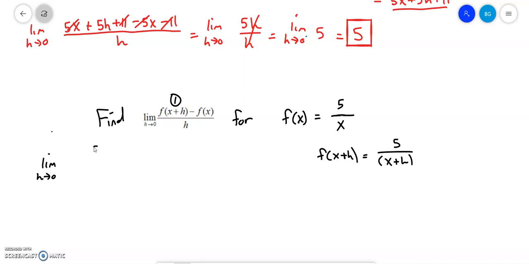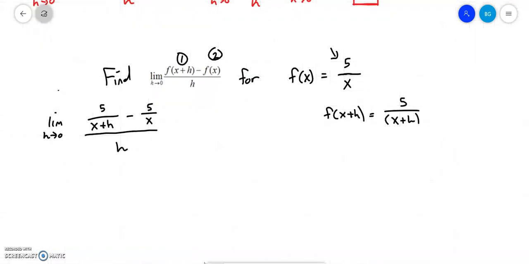So let's take the limit as h goes towards 0 of, well, first we write out this, so that's going to be 5 over x plus h minus, now we have f of x, so it's going to be 5 over x. Remember, this guy is f of x right here. And that's all divided by h. And if you just watched the last video on the playlist, you might now realize why I chose this example, because we have a complex fraction now.